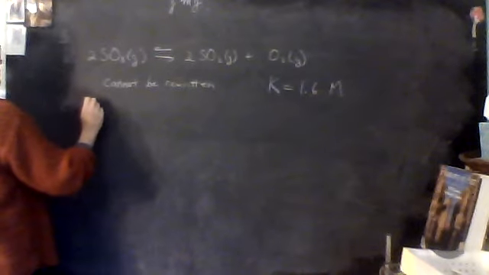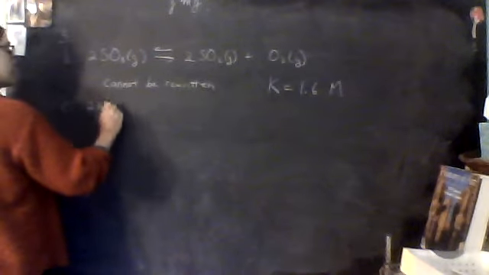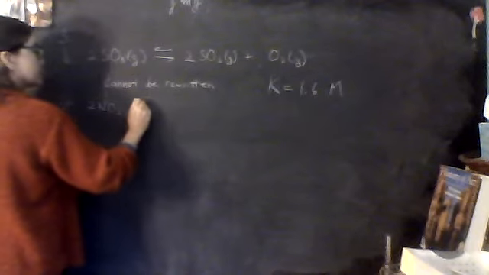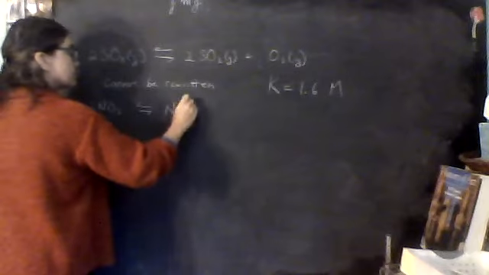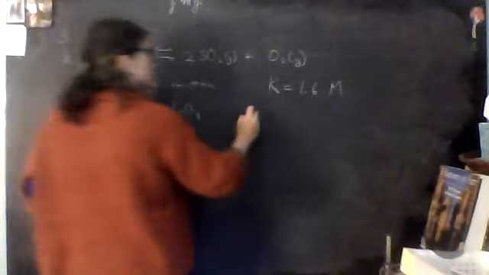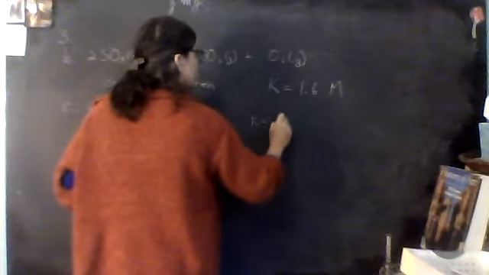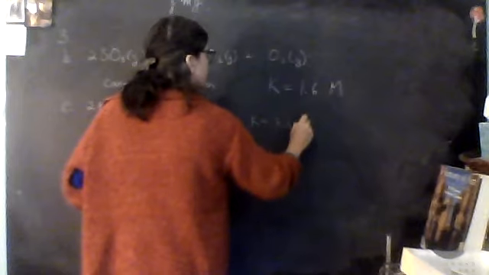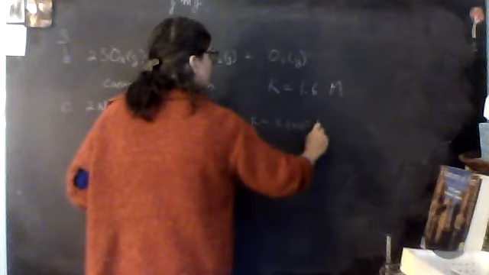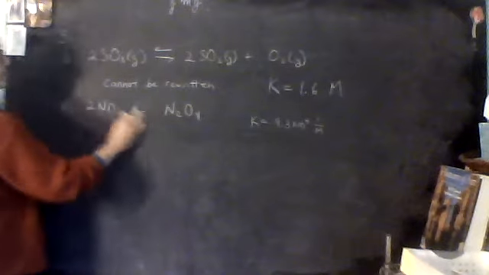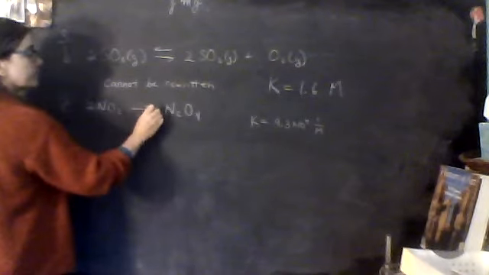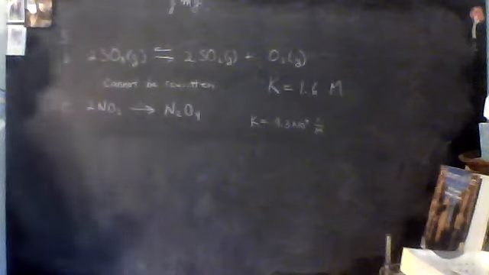Letter C. The next one, however, is a different matter. 2 NO2 is in equilibrium with N2O4, and K is 9.3 times 10 to the 4, 1 over molarity. This is obviously a very large K, which means we weight the reaction toward the product side, so we change the arrow to a single arrow and write it exactly the same way.